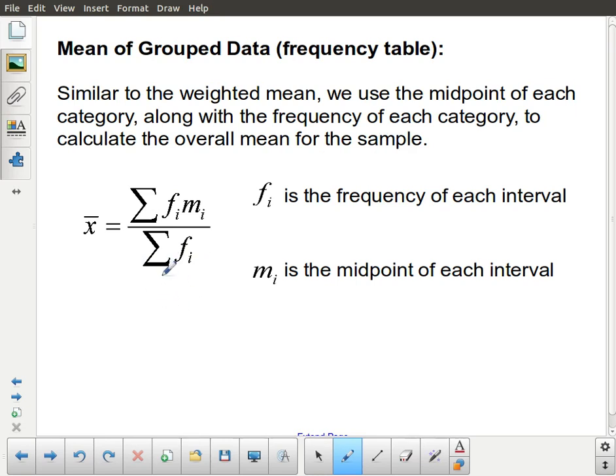Now this one, I don't think I want to talk it through. I think I want to show you. I think it's going to make more sense that way. So let's just go straight into the example of that.